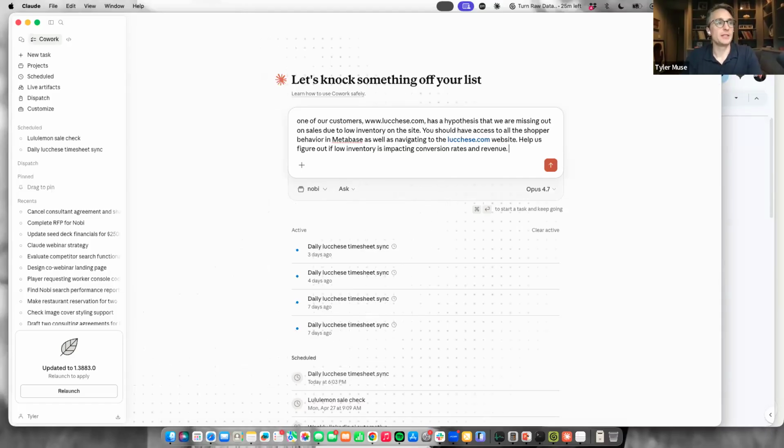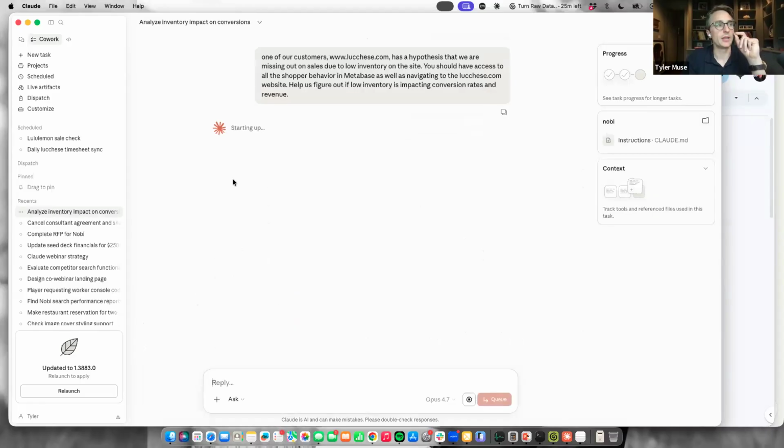So I'm going to hit enter here because this does take time. And while this is running, I want to explain some of the mechanics of what's happening in the backend. So you can see it's starting up. It's going to take some time. It'll likely ask me some questions.